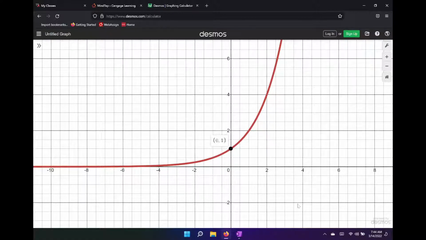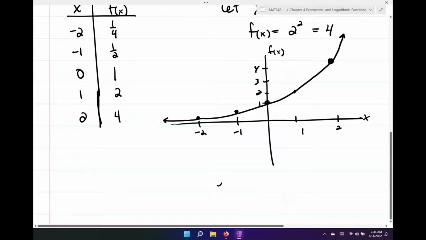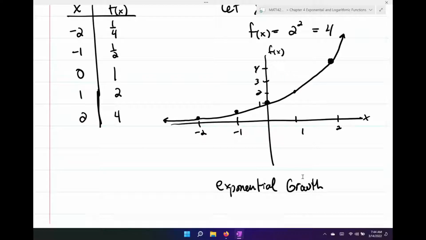So let me go ahead and let's put that in our notes. So this type of growth is called exponential growth. And you see this in like bacteria cultures. It'll experience exponential growth. You also see it in like investing, continuously compounding growth. Okay, where this just gets big really, really fast.